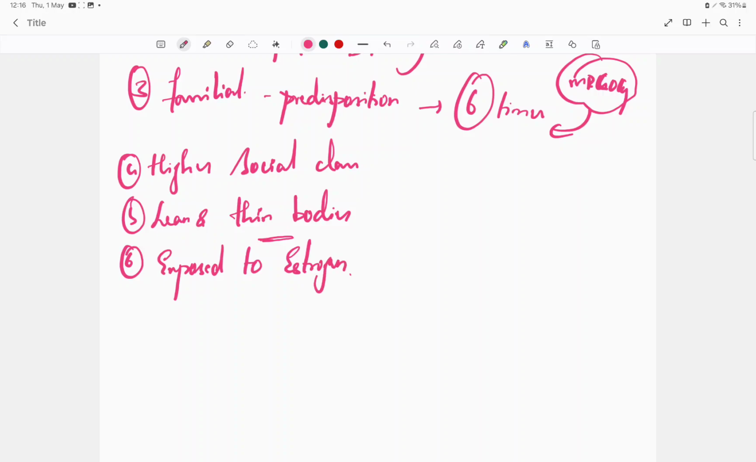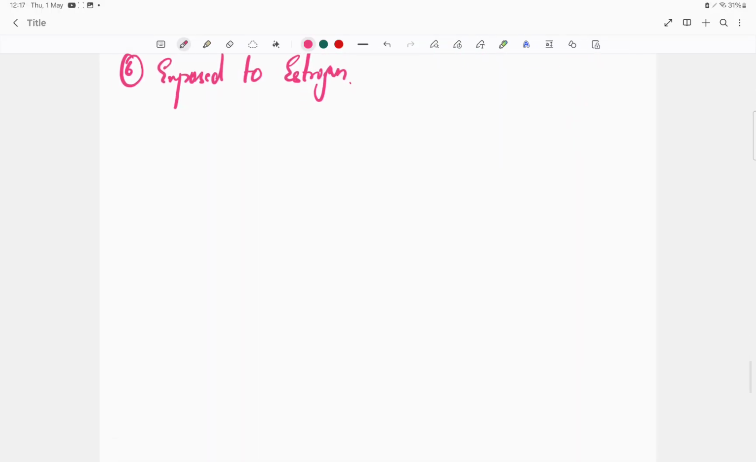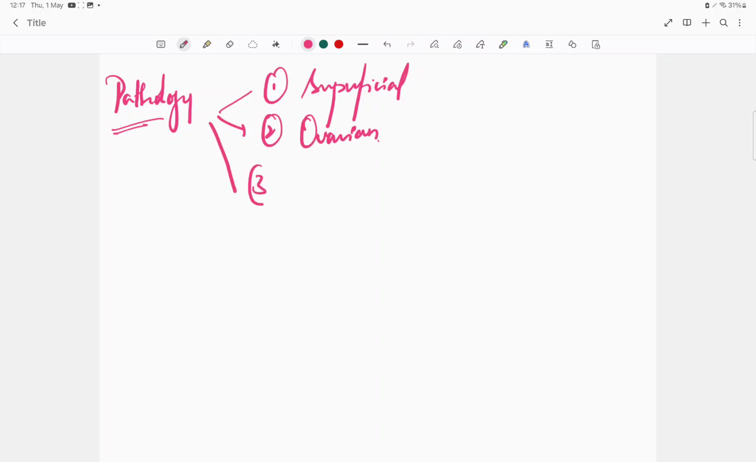Okay, so these are all the high risk factors. Now what is the basic pathology? You have to know. There are totally three types of lesions. One is superficial, next is ovarian lesion, and third is deep lesions.